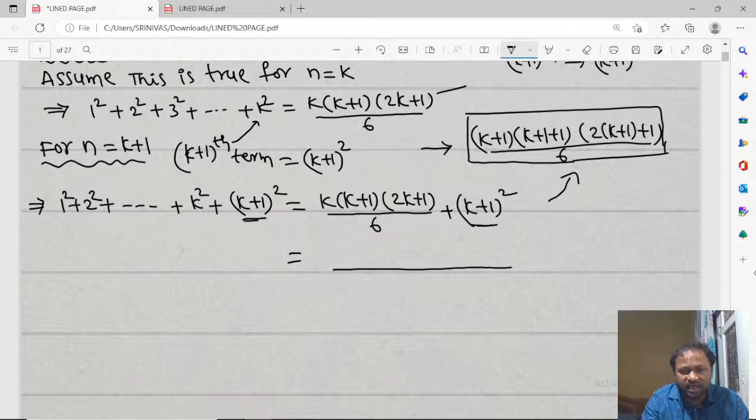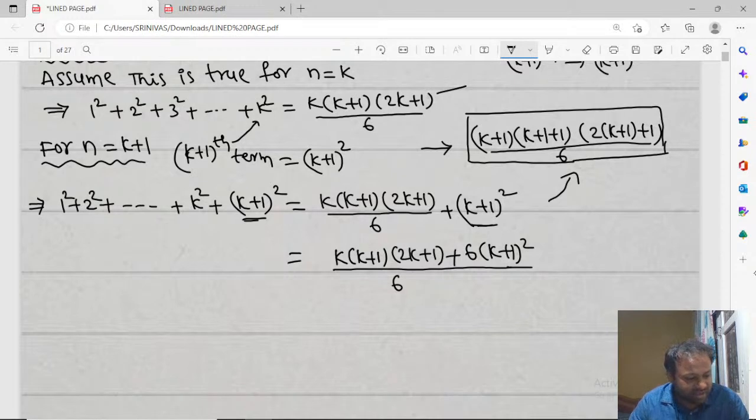Very simple. LCM I will do. What we get? k into (k plus 1) into (2k plus 1) plus 6 into (k plus 1) whole square. Just I did LCM.